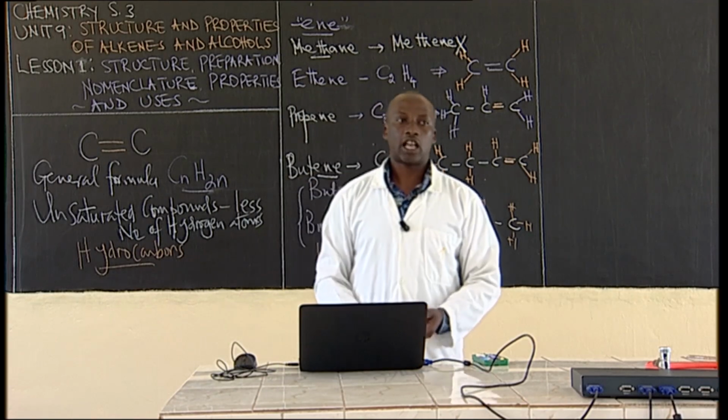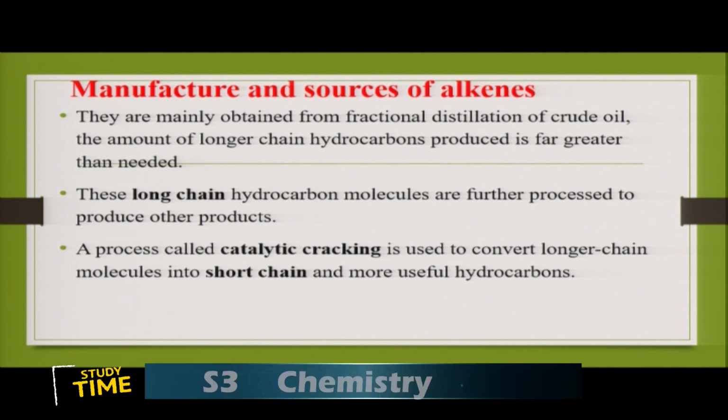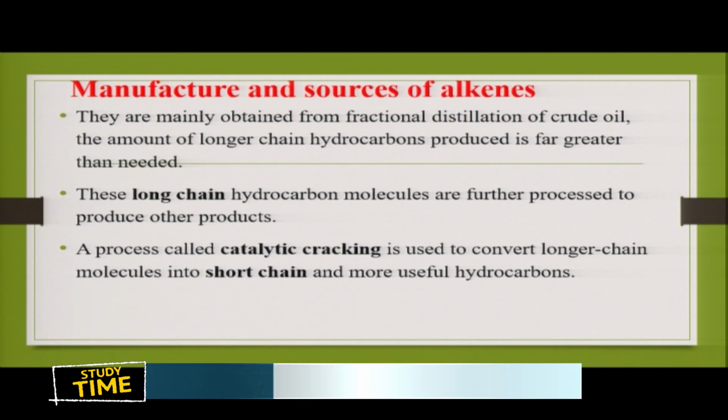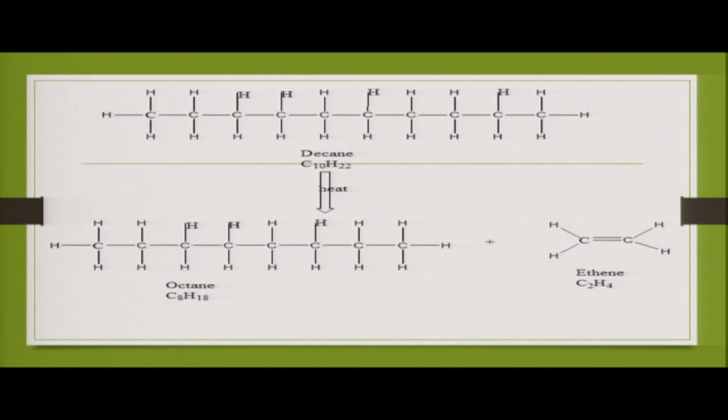We look at the manufacture and sources. These alkenes are manufactured, or obtained, from long-chain alkanes through fractional distillation. Long-chain alkanes are broken down into shorter ones. Among the shorter products are alkanes with fewer carbon atoms, including the alkene, and sometimes hydrogen gas is also released. So this is one of the examples.